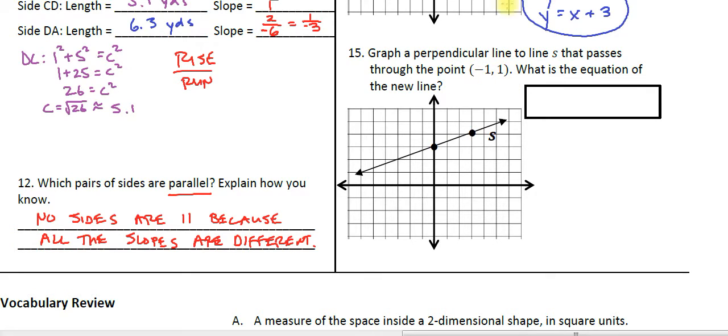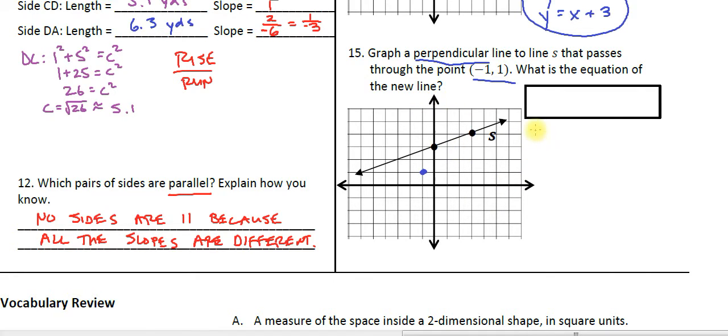Now the first thing I do, class, is I always graph this point. We're looking for a perpendicular line, and it's going to go through point -1, 1. So I'm going to go ahead and go to my origin, -1 on the x-axis, +1 on the y-axis. That is a point my new line has to go through. So what is the equation of the new line?